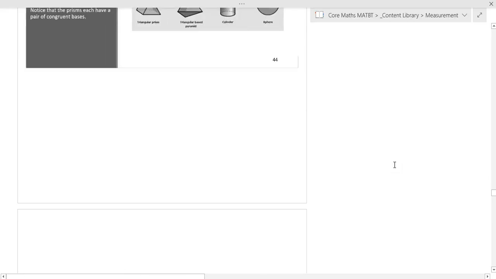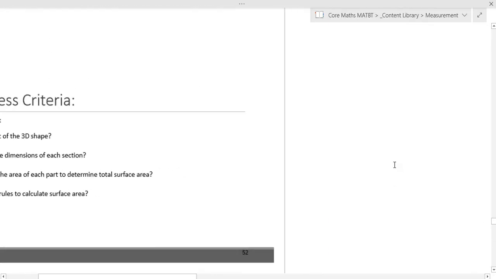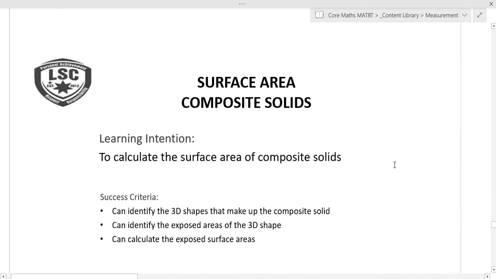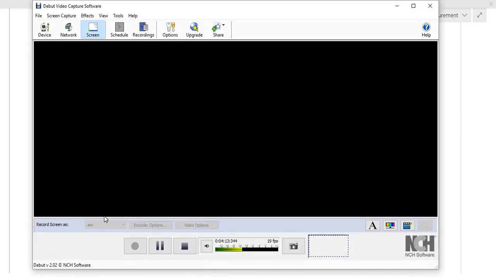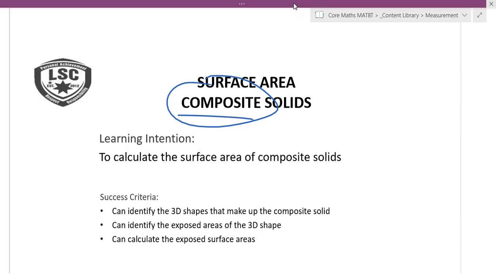Let's go to what we're actually doing today. Our focus, we're on slide number 53. We're going to look into surface area again, but this time with composite solids. Remember what that word composite means. Composite just means putting 2 things together, or a bunch of things put together. Composite can look like a lot of different things. Solids will consist of more than one item. But again, it can be broken down into smaller parts.